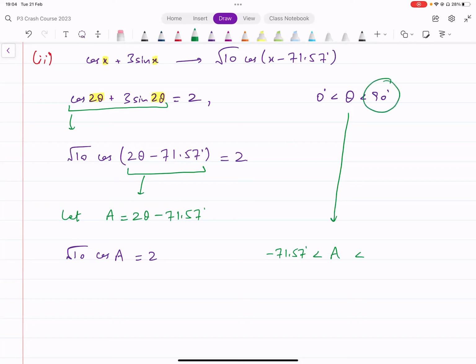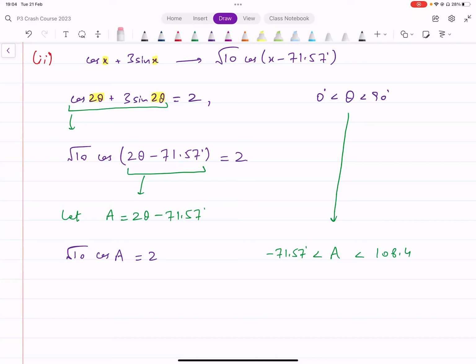Then the upper bound here is 90. You put 90 here in place of theta. That gives you 2 times 90, that's 180. 180 minus 71.57, that would be 108.47. Sorry, 43.